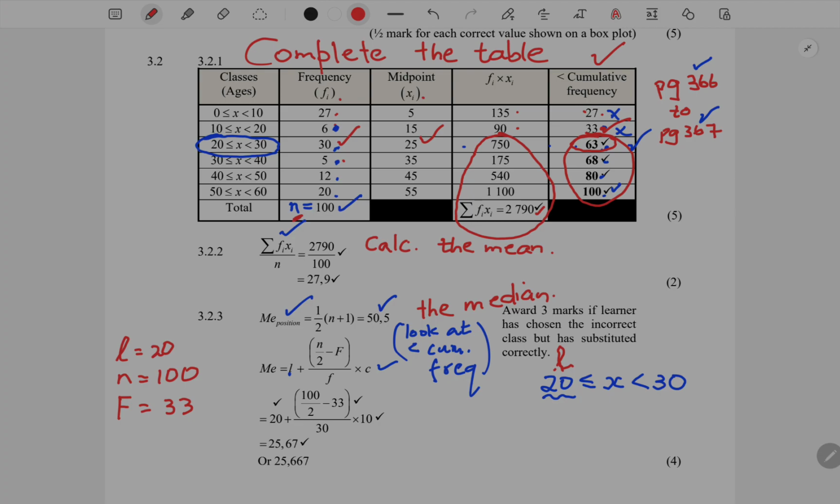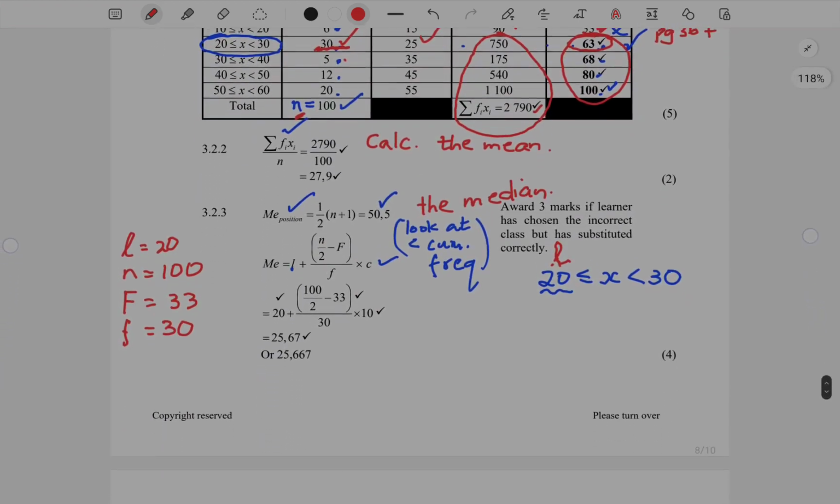And then let's now move to small letter f. What does small letter f stand for? According to your textbook, small letter f is the frequency of the median class interval. So it's the frequency of this class interval, which is 30 in our case. So f is equal to 30. Then times c. What does c stand for? c stands for the class interval width. That means the width is like the length.